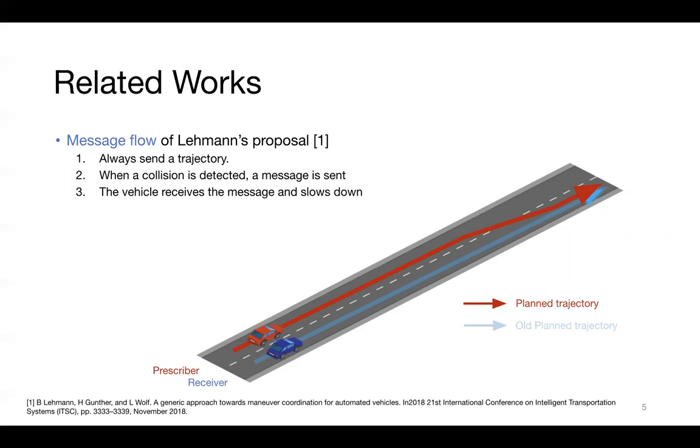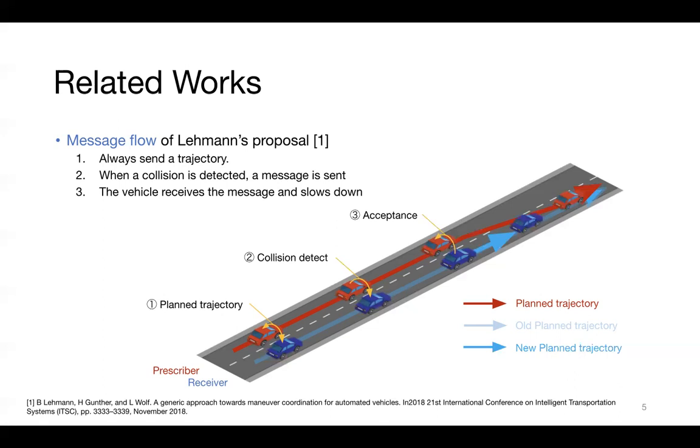Then I explain the process of MCM. First, all vehicles send their own future trajectory periodically. Then the prescriber compares its trajectory with the receiver's, and sends a notification of collision detection to the receiver if it detects a future collision. After that, the receiver decides whether it follows the message. If the receiver decides to follow, it sends a notification of permission and slows down in order to avoid the collision. This enables the prescriber non-stop driving and makes traffic smoother.